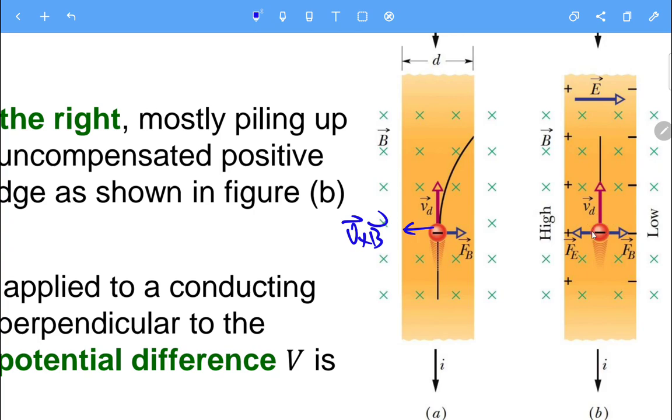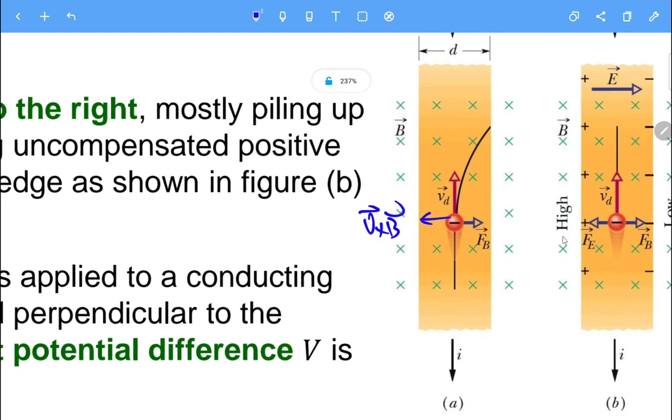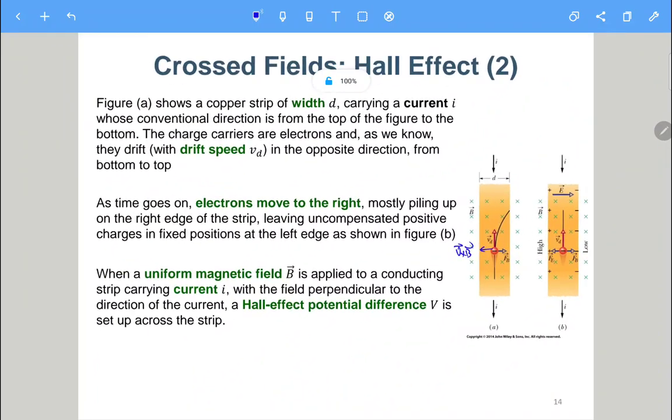Then there will be no net force acting on this particle, and the charge will not accumulate at the right side anymore. So this is the interesting thing. And this is called the Hall effect.